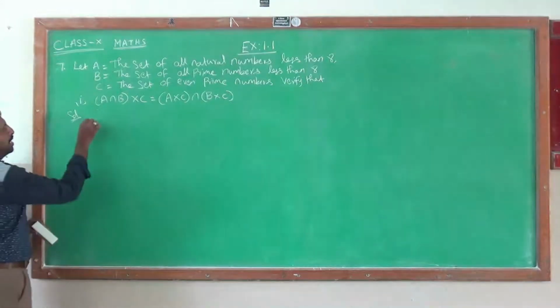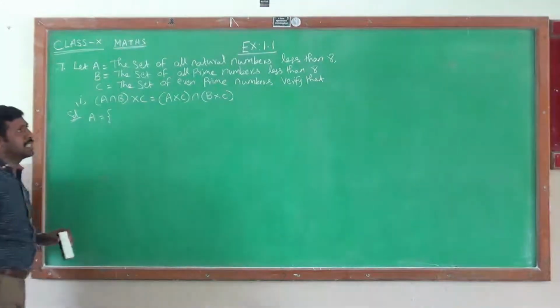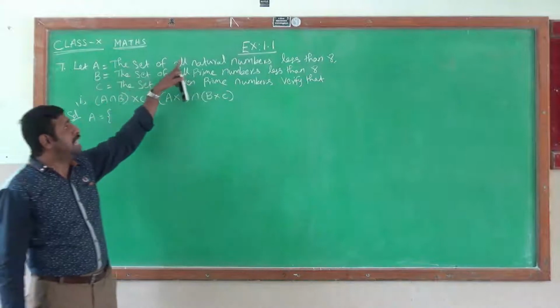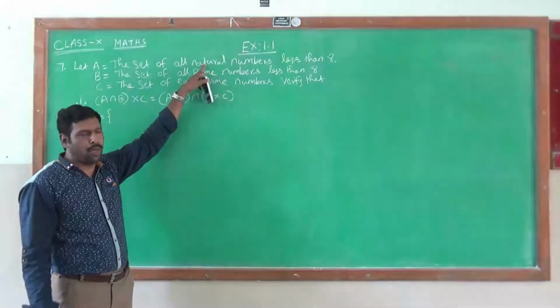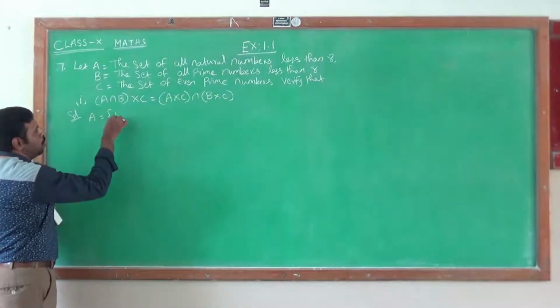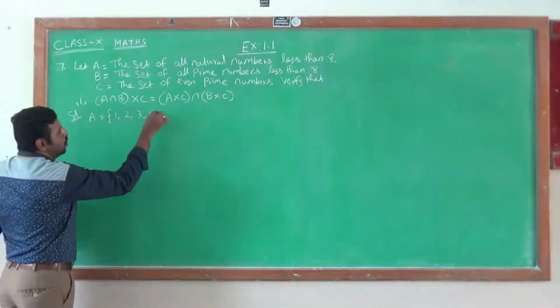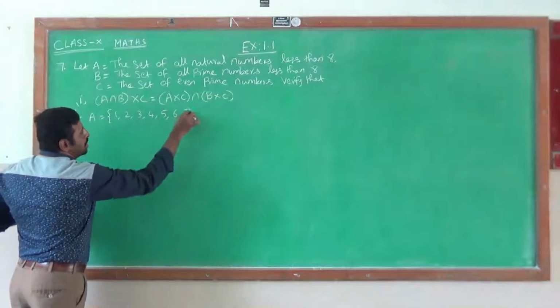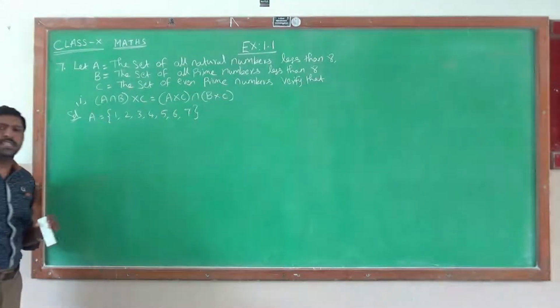Solution. The set A is the set of all natural numbers. Natural numbers start from 1, right? And less than 8 means we get the numbers 1, 2, 3, 4, 5, 6, 7. These are the natural numbers less than 8.